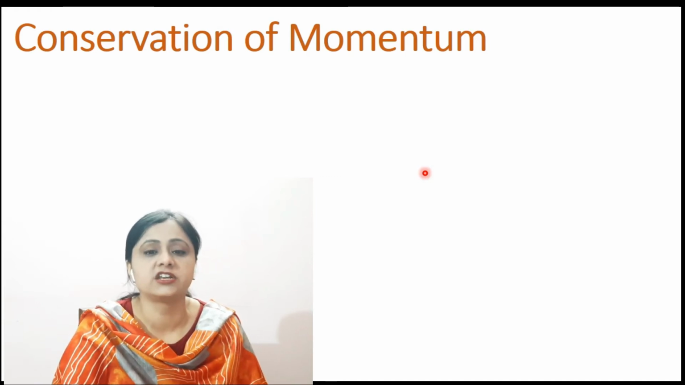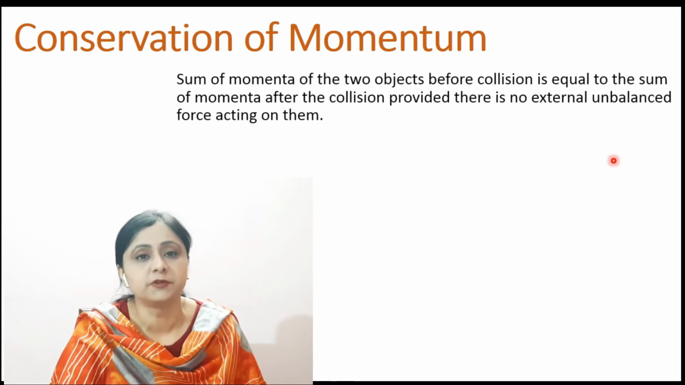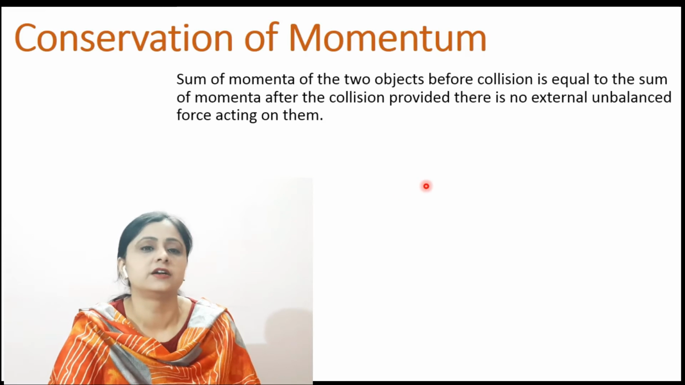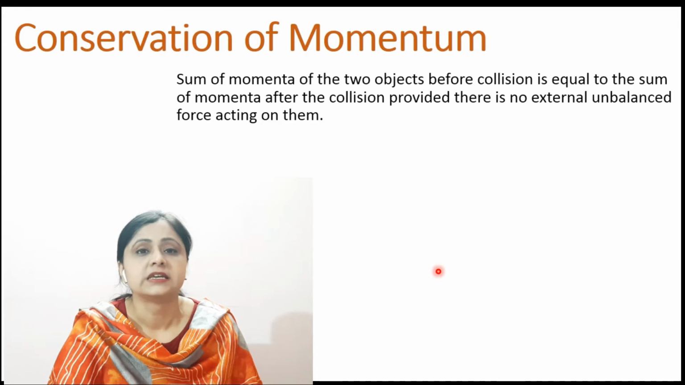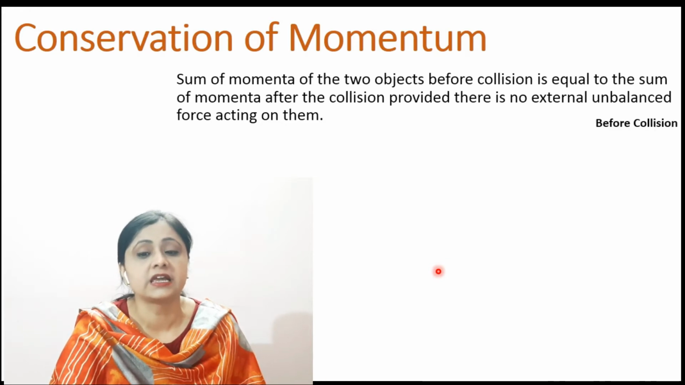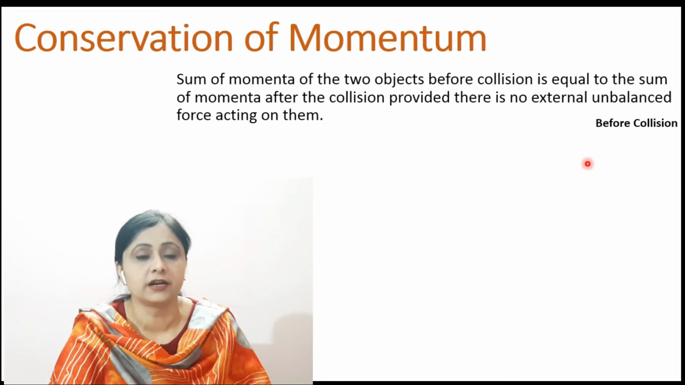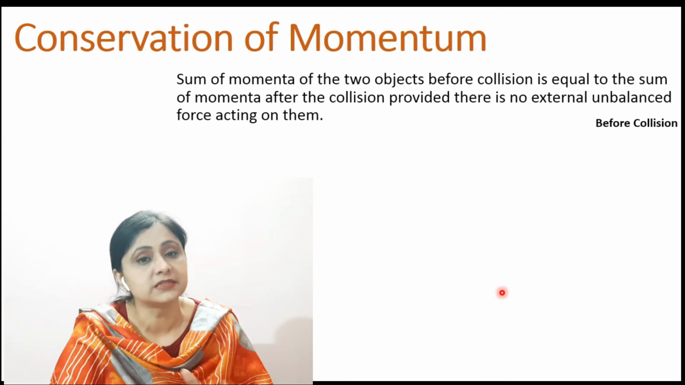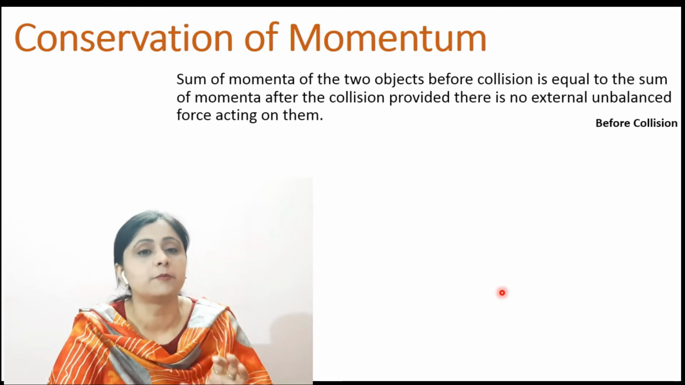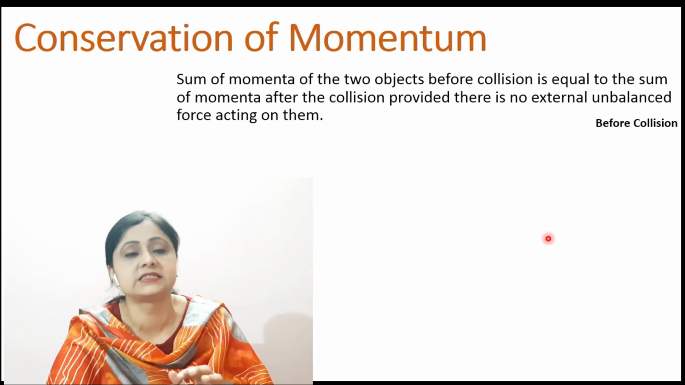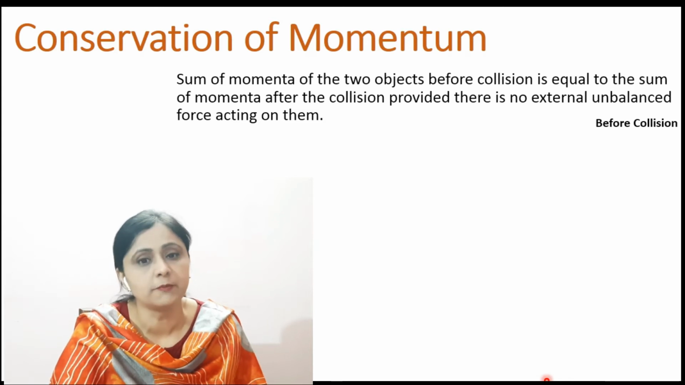So what is the definition of conservation of momentum? The total momentum before collision is equal to the total momentum after collision. Suppose the two balls are there, one ball has momentum 4 and another ball has momentum 6. So what is the total momentum? 10. This total momentum 10 will remain the same even after the collision. This is called conservation of momentum.